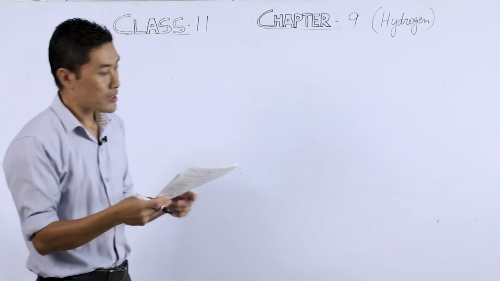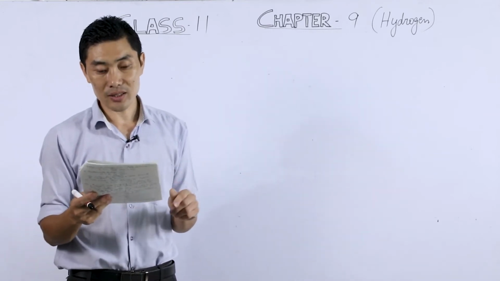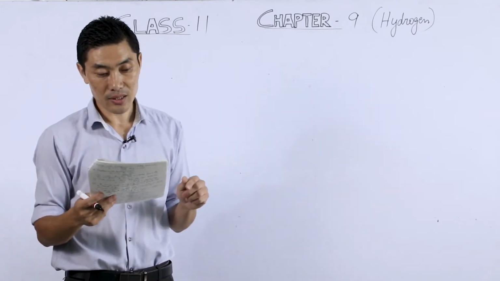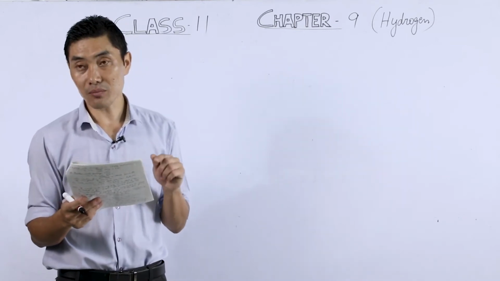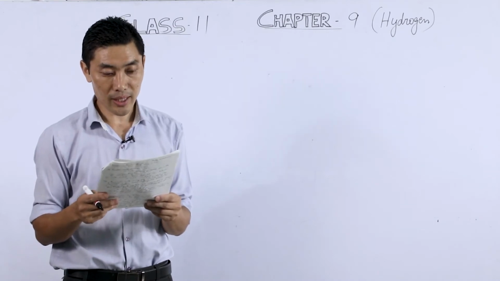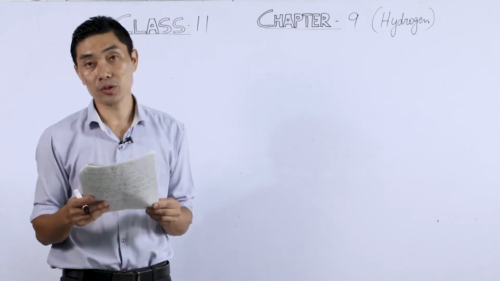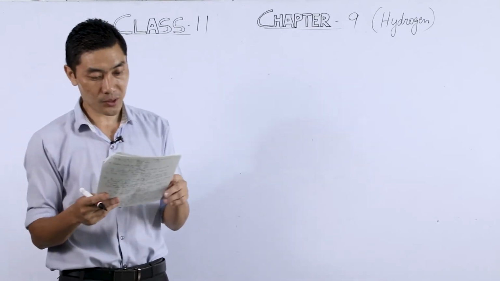Now, if we see the physical properties of hydrogen gas, it is a colorless, odorless, and tasteless gas. It is combustible but does not support combustion. It is the lightest element known, so it is lighter than air and it is insoluble in water. So these are some physical properties of hydrogen.